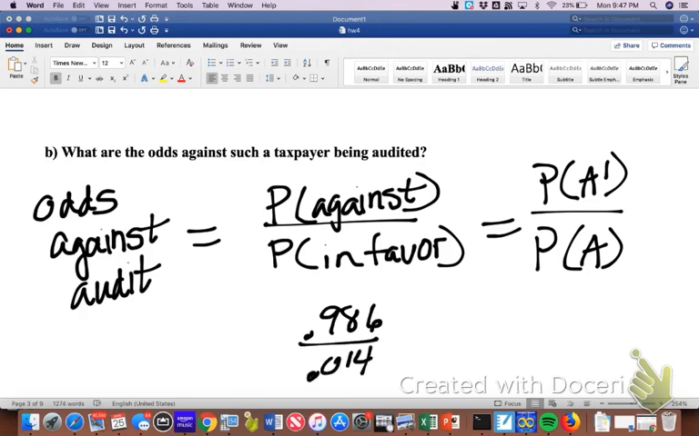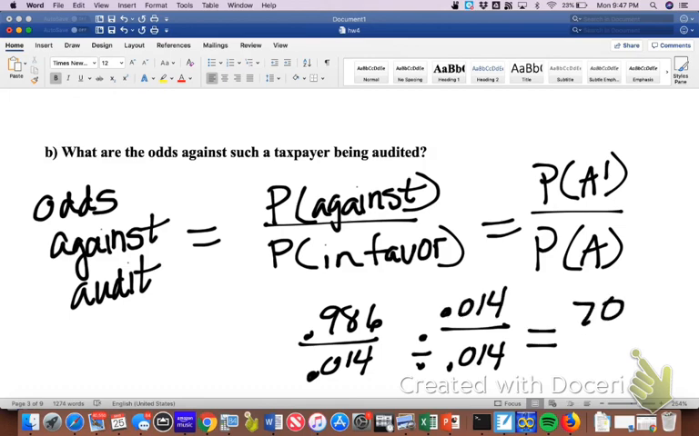So if we divide everything again by 0.014, that gives us approximately 70 over 1 instead of 1 over 70. So again, just kind of wanted you to see those steps so that you could see exactly where that came from.